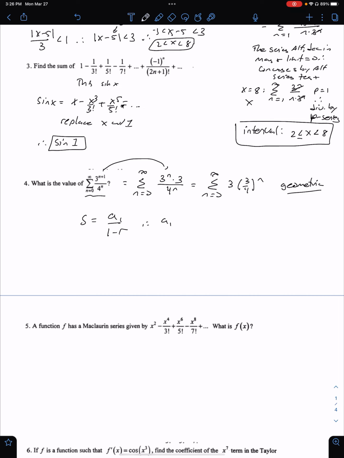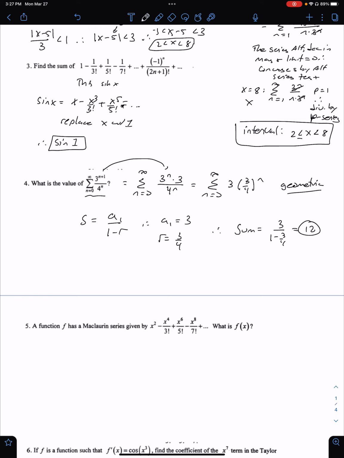So therefore, my first term, if we let n be 0, this just becomes 3. Our common ratio is 3/4. So therefore, the value of our series is just the sum, which is 3 over 1 minus 3/4, which is just 12. Right there. Very easy to do.